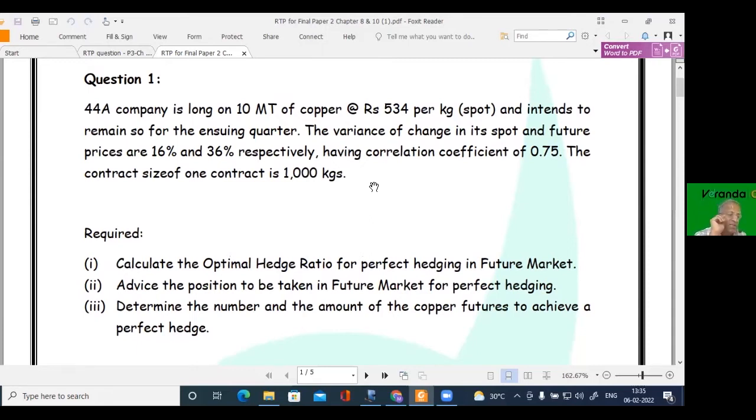The contract size of one contract is 1000 kilograms. Calculate the optimal hedge ratio for perfect hedging. Advise the position to be taken in futures market for perfect hedging. Determine the number and the amount of copper futures to achieve the perfect hedge.